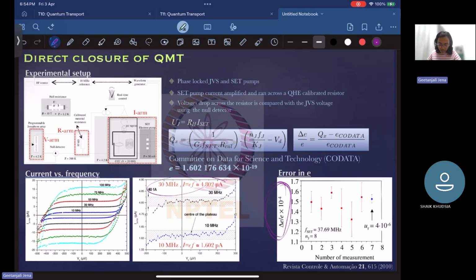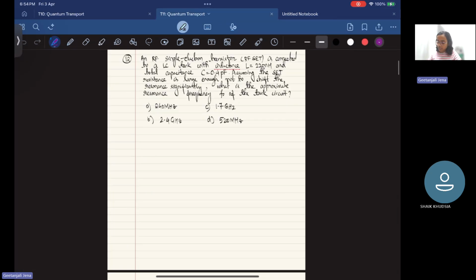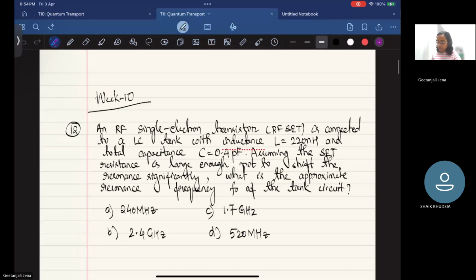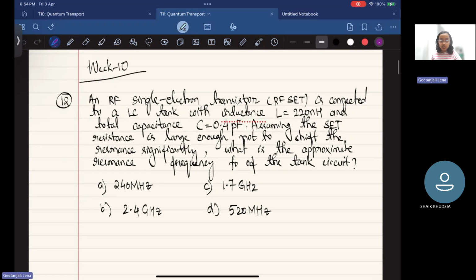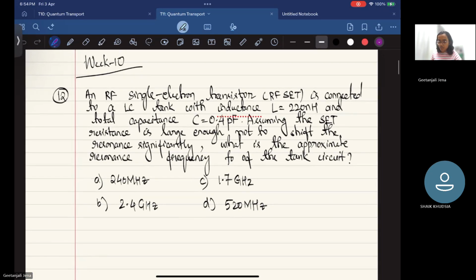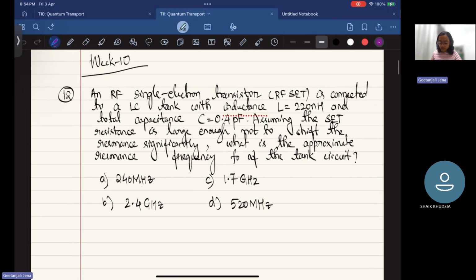Now let us solve a few problems related to this concept. First we'll see a few problems related to week 10, then we'll solve week 11. I hope the screen is visible. If not, let me know.